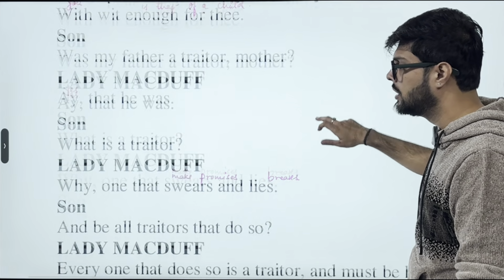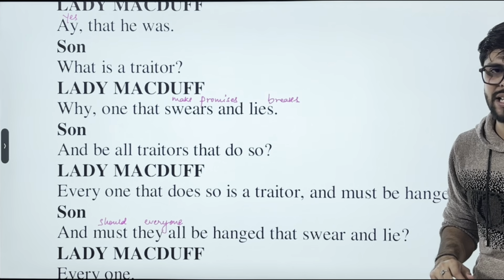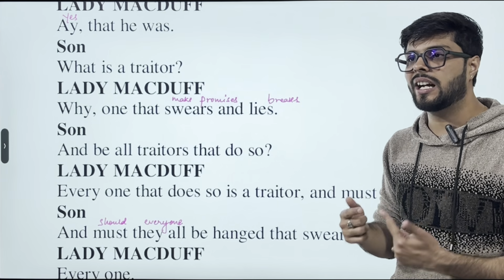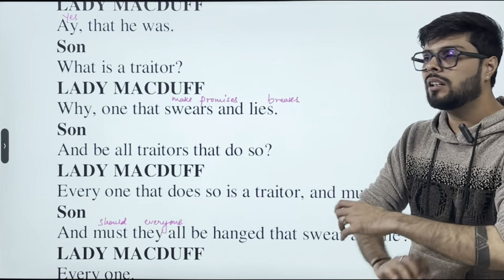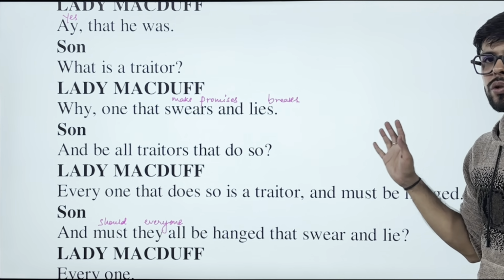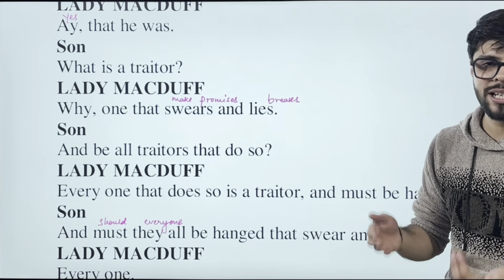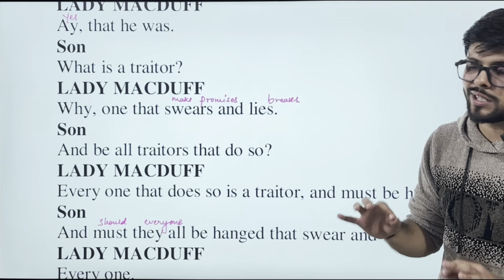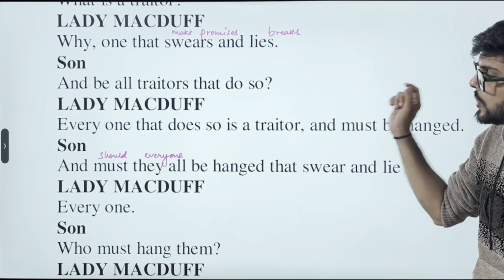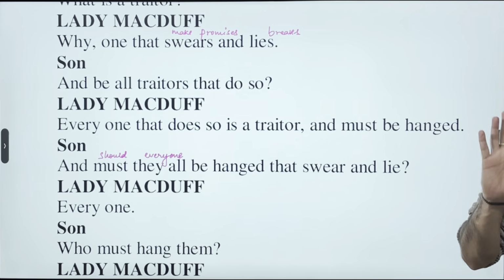Yes, indeed, he was a traitor. What is a traitor, mother? Well, one that swears and lies, one that makes promises and breaks a promise. One that swears, makes an oath, and even breaks that oath. Son, all who do so are traitors. Like someone who makes a promise and breaks the promise, they are to be labeled as traitors, dhokebaz. Everyone that does so is a traitor. Whosoever does that is a traitor and must be hanged, must be sentenced to death.